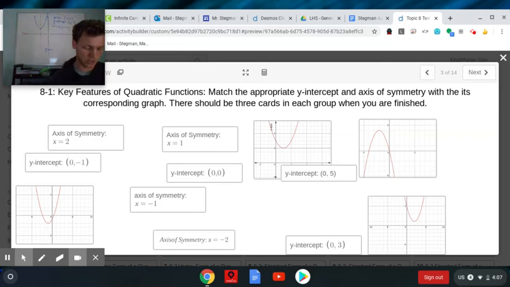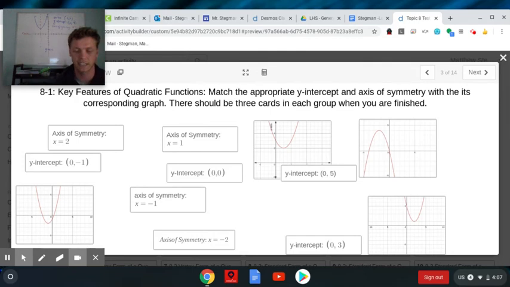All right, so let's take a look and see if we can match these up. There is a special note on this one that says there should be 3 cards in each group when you're finished. So each graph should have a y-intercept and an axis of symmetry. I'm going to start off with this graph right here. It looks like it has a y-intercept of -1, which is right here.